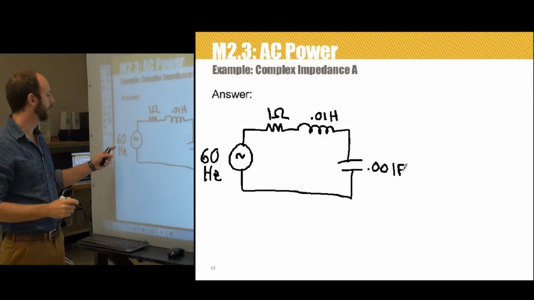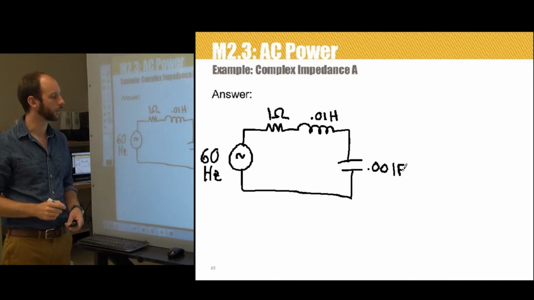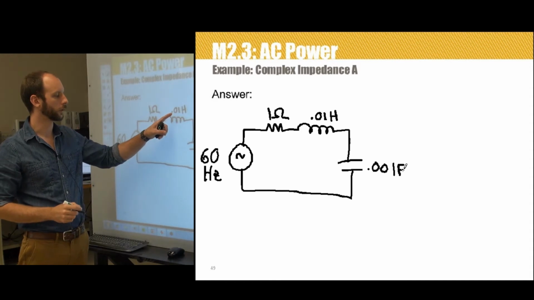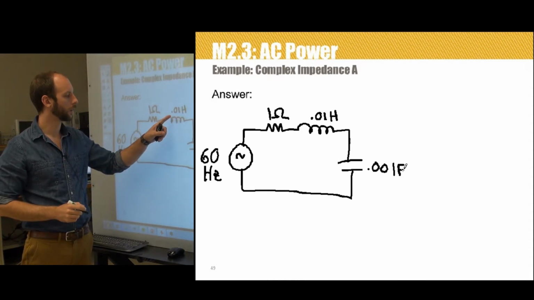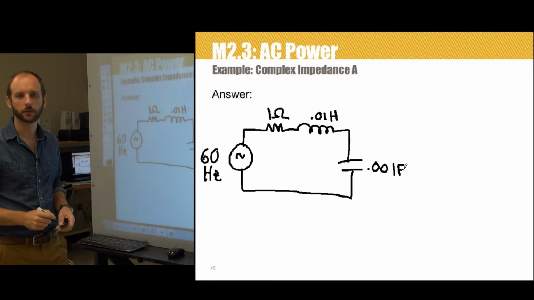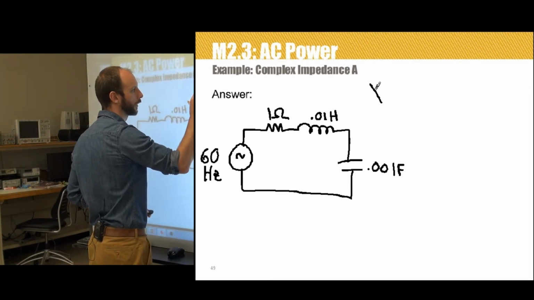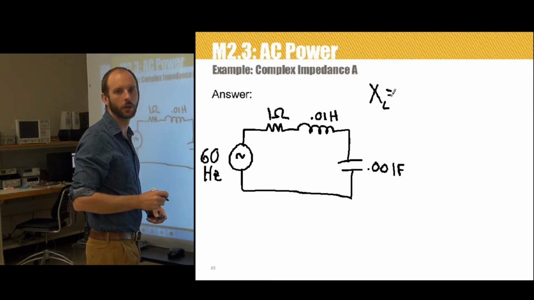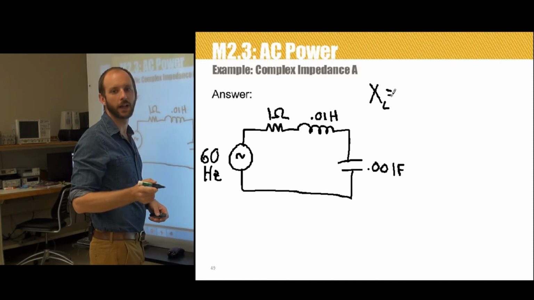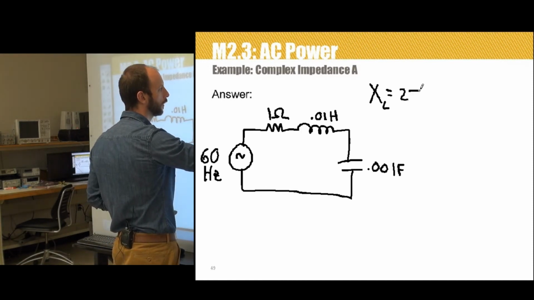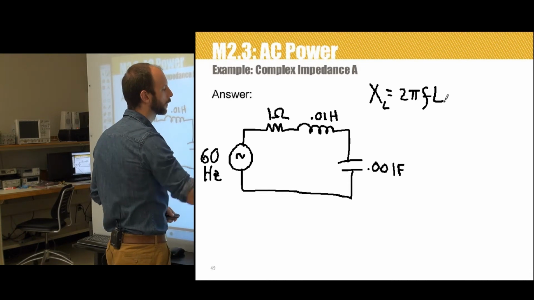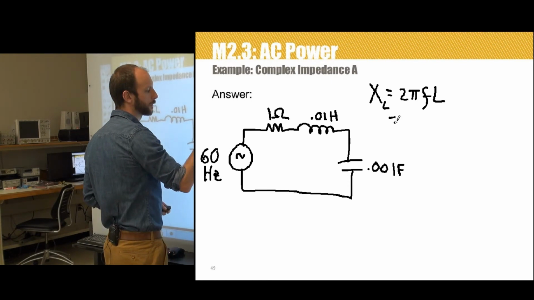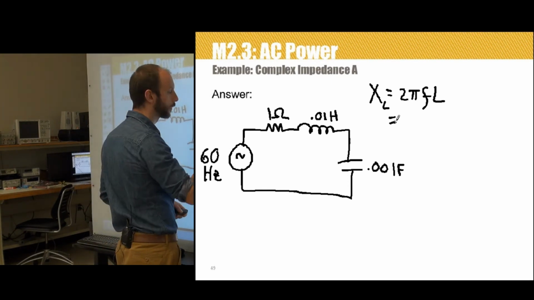So what we need to do is use the frequency to convert the inductance and the capacitance over to reactances. That would be done as X sub L, the inductive reactance, which is going to be equal to 2 pi f times L. I'm using this because we were given frequency in terms of ordinary frequency. So 2 pi times 60 is 377 radians per second.